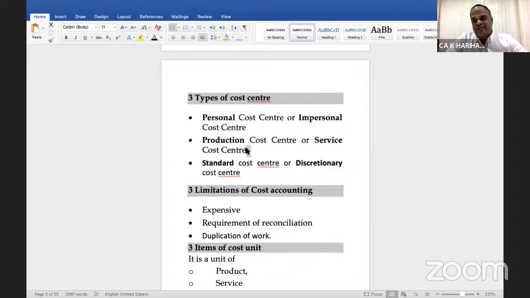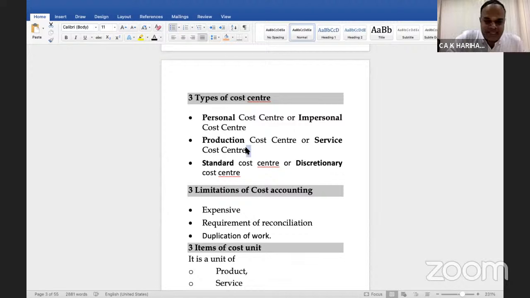So three different types of cost centers are there. One is based on manufacturing industry. Manufacturing industry is very easy for you. Why? Production department, service department. Therefore, production cost center, service cost center. Non-manufacturing industry, two things are there. What are they? Personal cost center, impersonal cost center. And the last one is what? Standard and discretionary cost center. Okay, next.